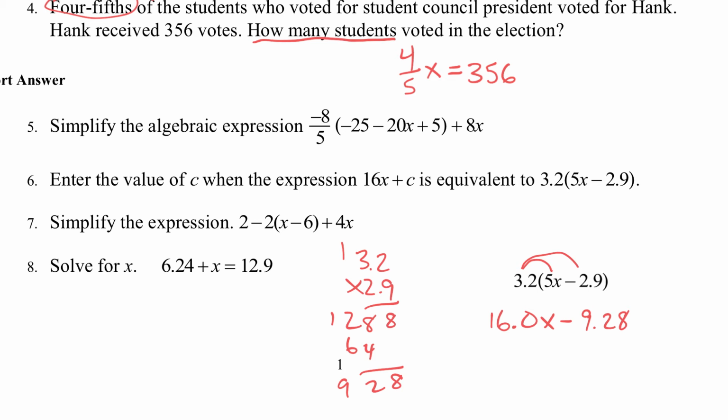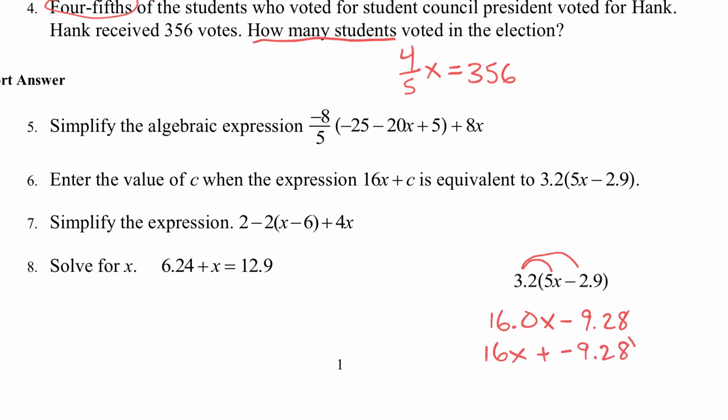I'm going to erase this stuff right here. So, now, what we need to recognize is that's the same thing as 16x plus a negative 9.28. Okay, and so what does c need to be? It's plus what? It's plus a negative 9.28. So c has to be negative 9.28. That is the answer to that problem.